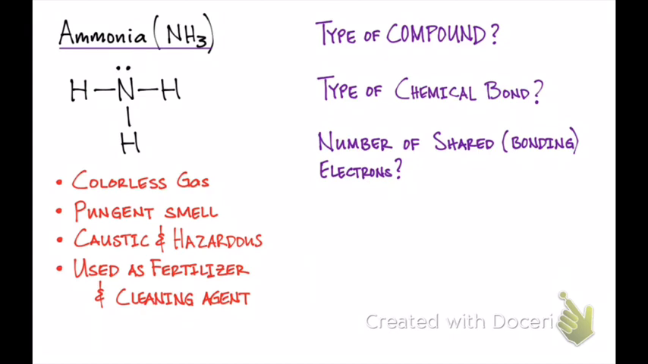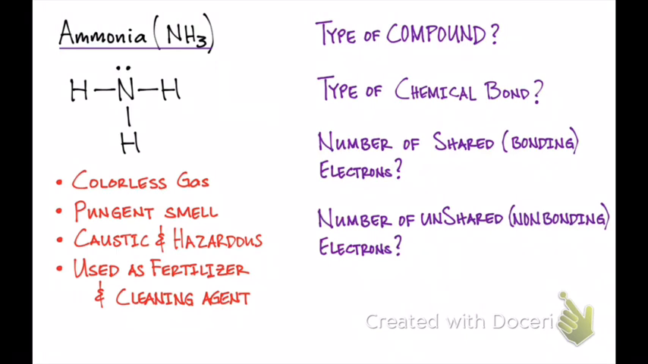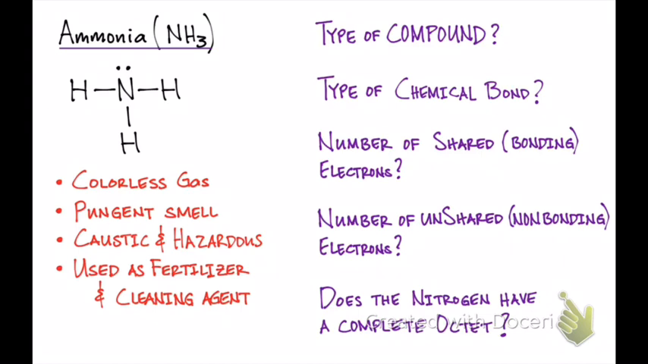How many shared electrons? Okay, so this is a pair of bonding electrons. Here's another pair. So a total of 2, 4, 6 shared electrons, or 3 pairs of bonding electrons. Number of unshared electrons. So this is 1 pair right here. So you have a total of 2 unshared electrons. And last one, does the nitrogen have a complete octet? Well, we can count. So this is nitrogen right here. 2, 4, 6, 8. So yes, it has a complete octet.